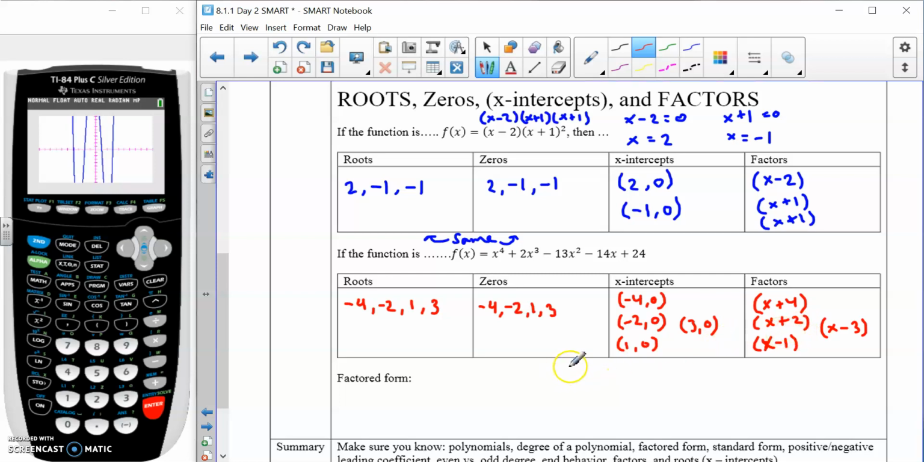Okay, and lastly, all we have to do is take these factors and kind of arrange them like we saw in this problem, because this is in factored form, and that's exactly what we want here. So I will just go ahead and write my f of x and say that f of x is equal to x plus 4 times x plus 2 times x minus 1 times x minus 3. I literally just took all of these factors and stuck them in my equation.